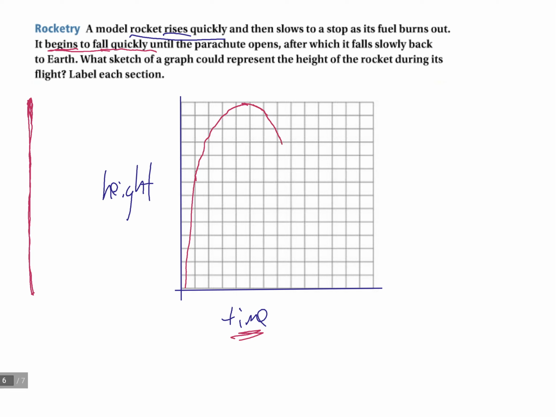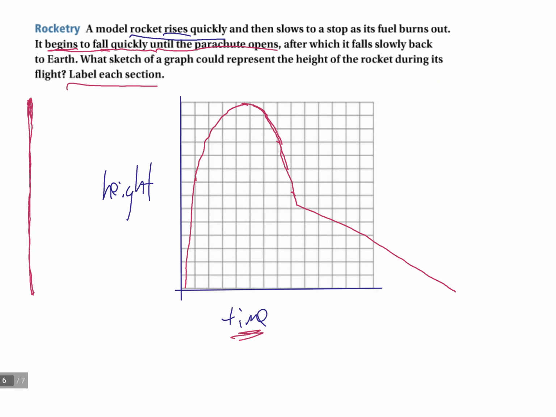We're coming back down to Earth until the parachute opens. So here we go. We're falling back down to Earth, and then all of a sudden the parachute opens, after which it falls slowly back. So we're falling, falling, falling, falling, and then the parachute opens. And then once it catches, now it's going to fall slowly back to Earth at a nice, gentle pace. Okay? So that's the graph. That's the idea. Now, it does say to label each section right here. So we need to do that.